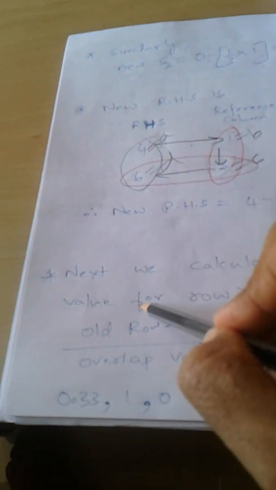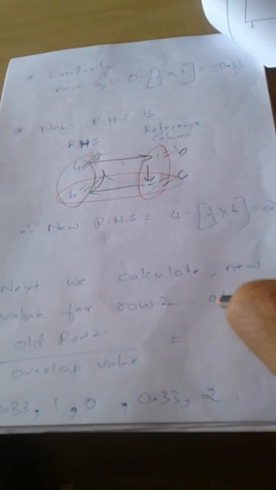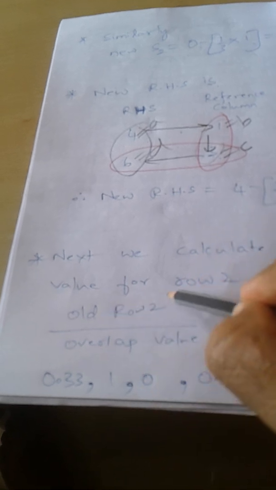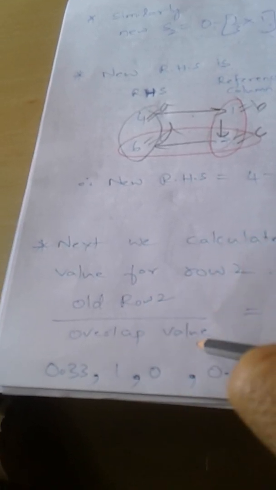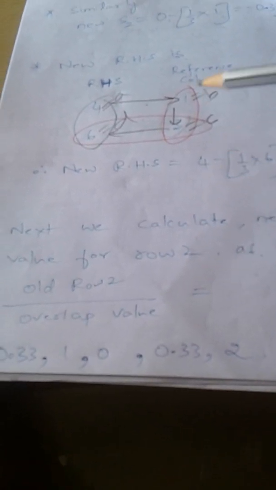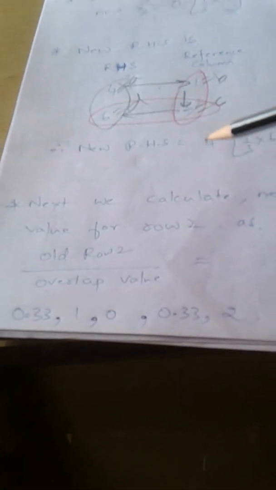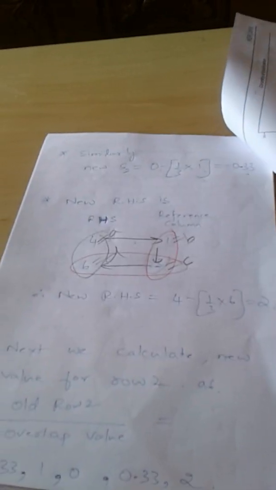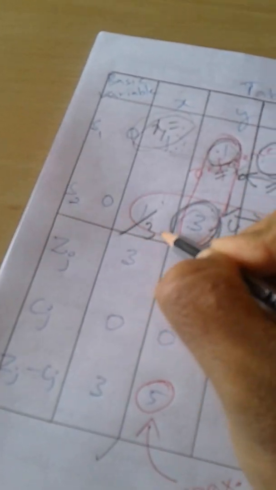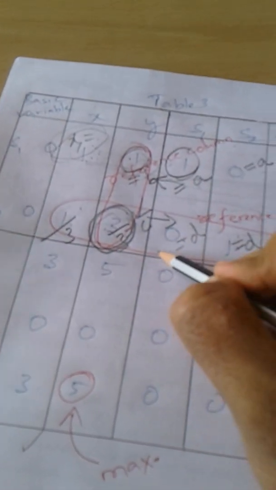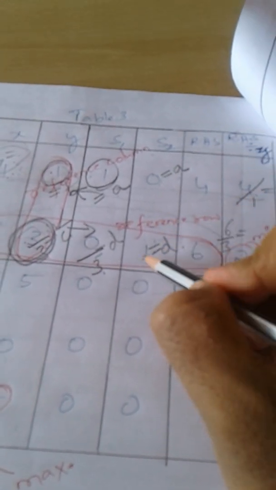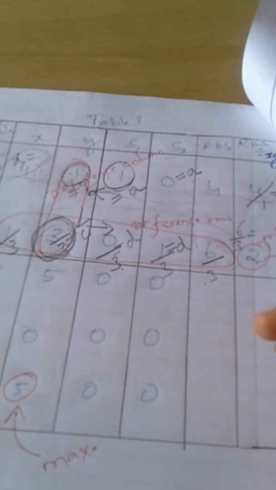Okay, I'm going to the next page. Alright, so here, the new row 2 calculation is nothing but old row 2 divided by the overlapped value. The overlapped value is 3 in this case, sorry. It is 3 in this case, which is equal to 1 divided by 3, 3 divided by 3, 0 divided by 3, 1 divided by 3 and 6 divided by 3.